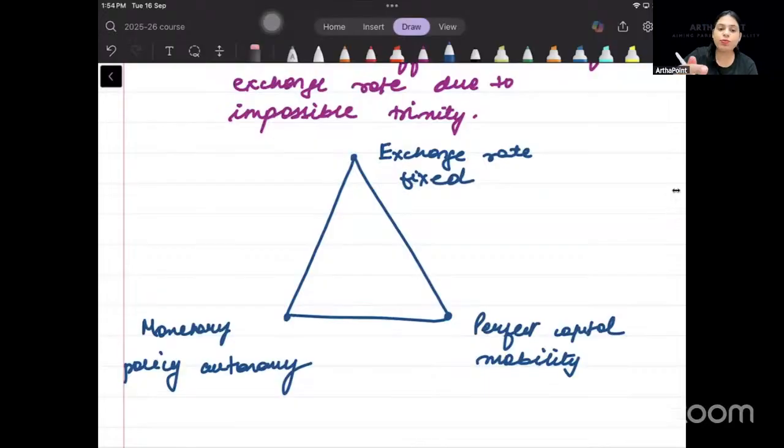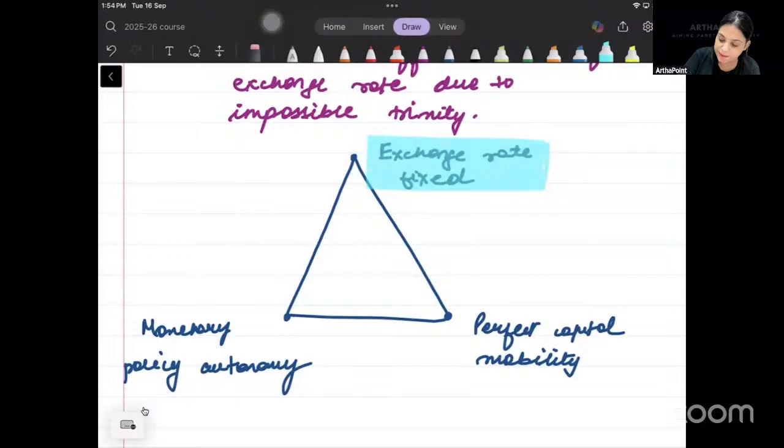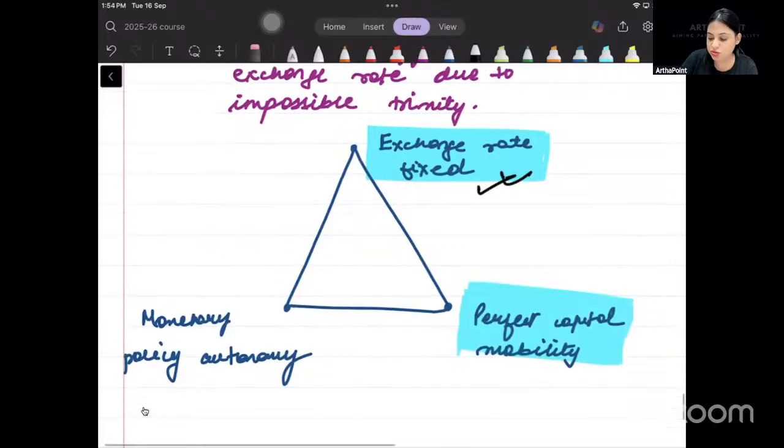So, what have we said? We are saying that whenever we achieve these two, when exchange rate is fixed and when we have perfect capital mobility, these two things we have fixed here, then in that case, I cannot use monetary policy. Monetary policy becomes ineffective.